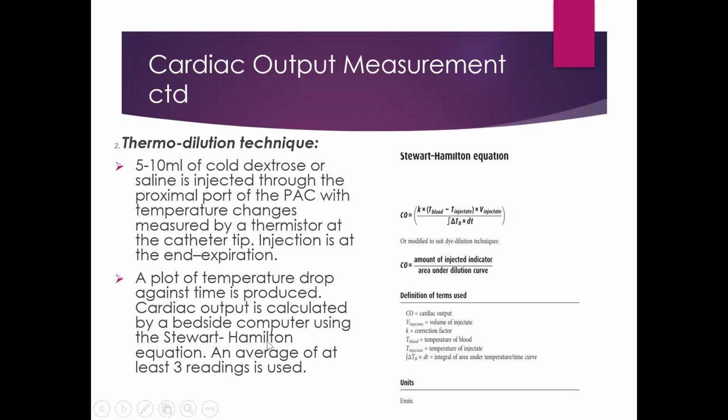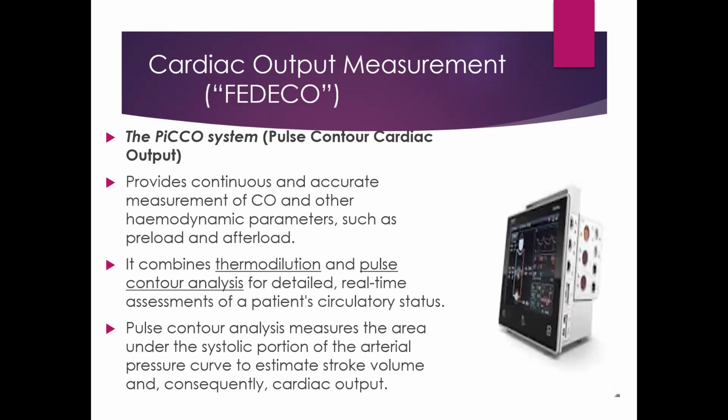Note that an average of at least three readings is used, and these three readings shouldn't differ from one another by more than 10%. If it's more than 10%, the measurement is not accurate. So you take three readings, and an average of them is used to compute the cardiac output through this method. The Stewart-Hamilton equation is on this slide, you can have time to look at it.